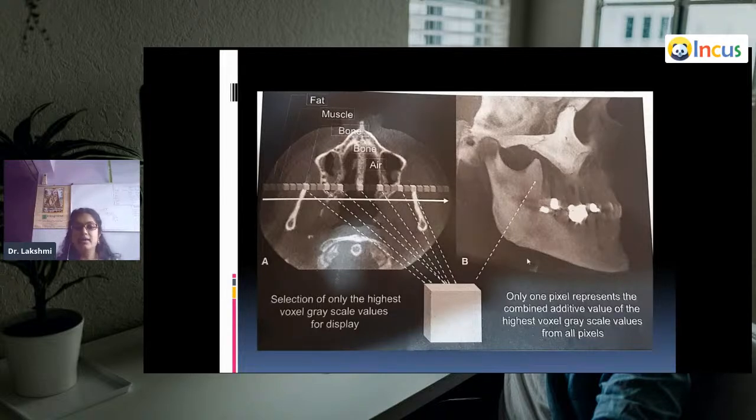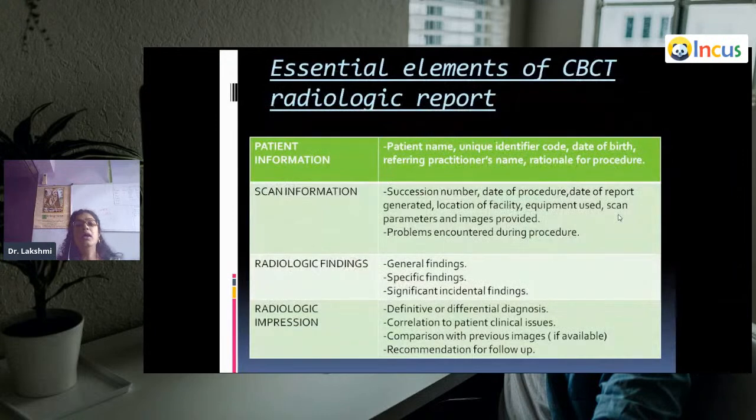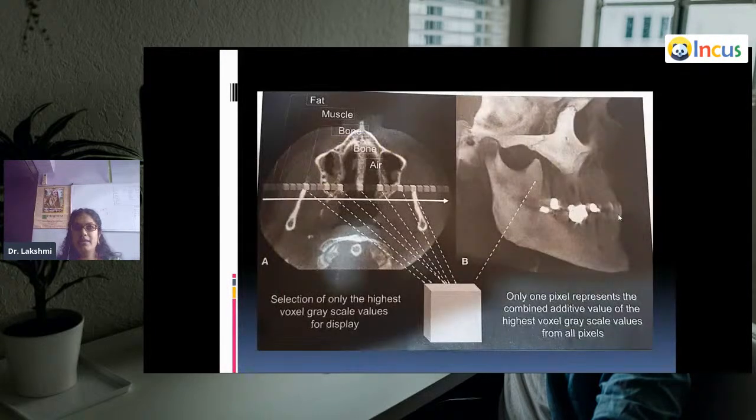Here, how is it reformatted? In image B, if you can see, only one pixel represents the combined additive value of the highest voxel gray values from all pixels. This is a direct rendering. Instead of splitting up as in indirect, in a direct rendering only the highest voxel grays are displayed directly into the image. Now, this is how an image or a volume is prepared in a CBCT.